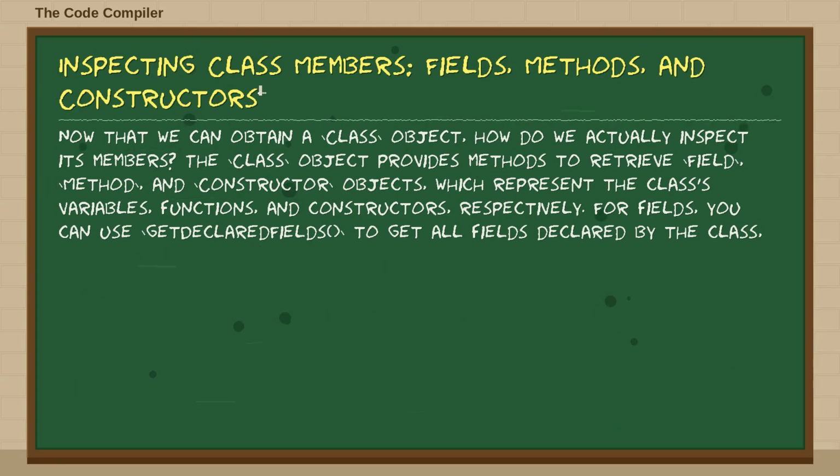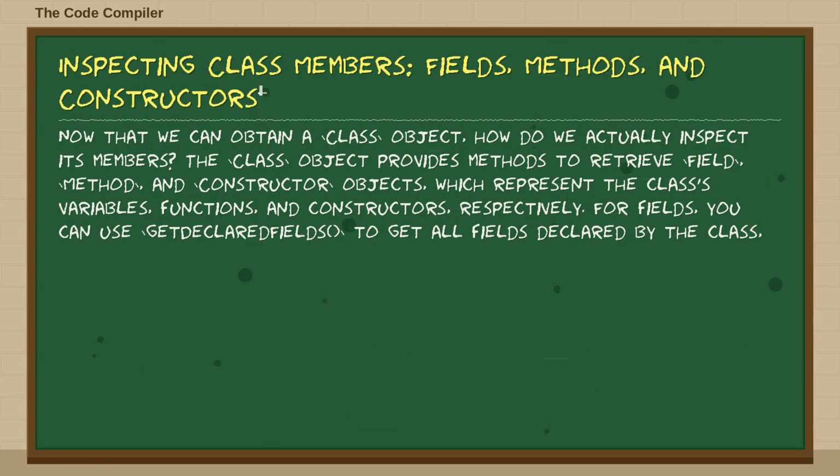For methods, getDeclaredMethods retrieves all methods, again, irrespective of their access modifier. Similarly, getDeclaredConstructors gives you access to all constructors. The key distinction here is between methods like getFields, which return only public members, and getDeclaredFields, which return all members declared directly by that class.